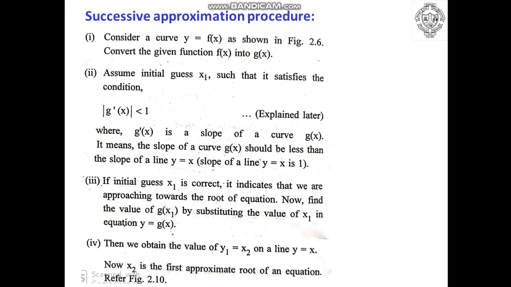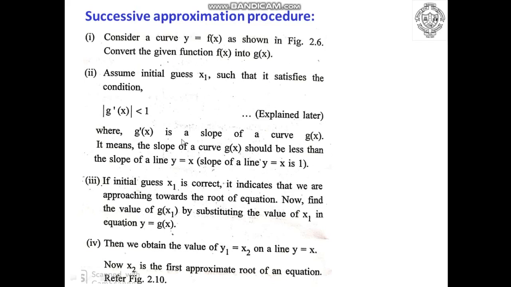Here g dash of x is the slope of the curve g of x, so the slope of the curve g of x should be less than the slope of the line y is equal to x. That is why it is considered as 1. It should be lesser than 1, because this is the slope of a straight line passing through the origin, which is inclined at 45 degrees. So the slope of this particular line is obviously considered as 1.